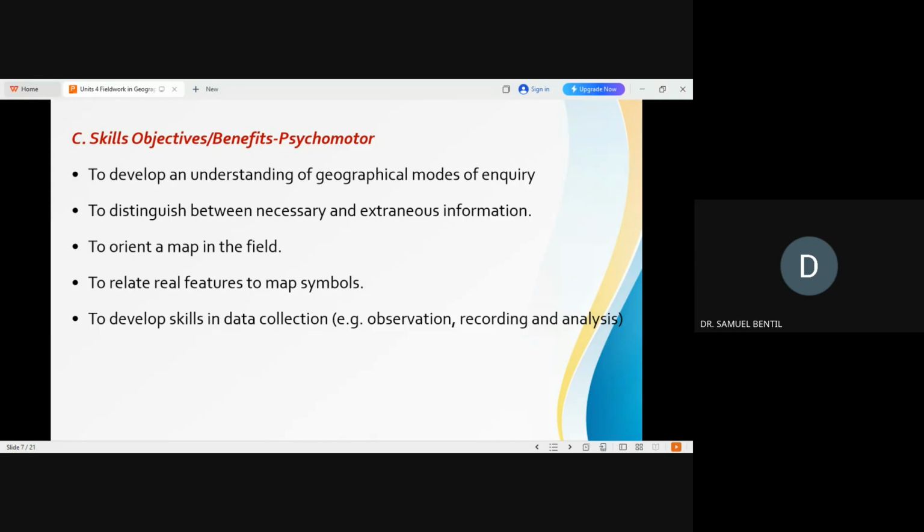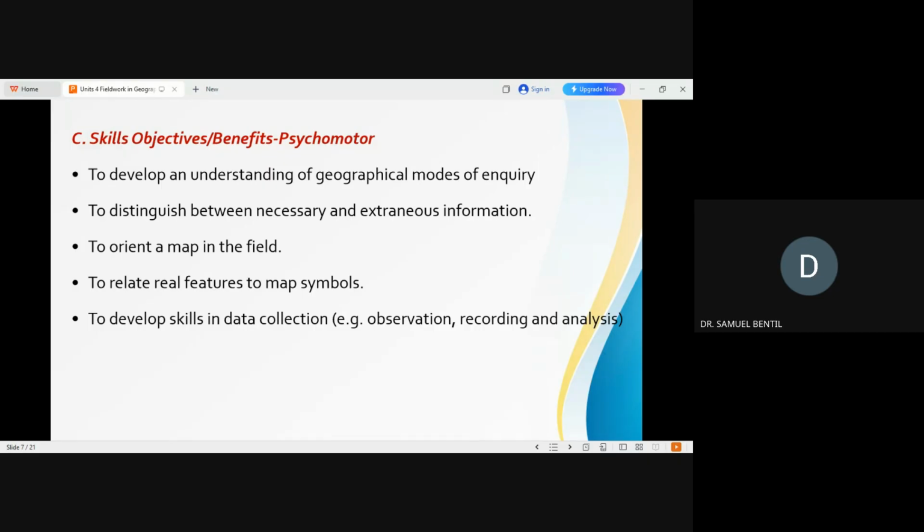Okay. Then let's look at the psychomotor benefit of fieldwork. We are saying that fieldwork helps to develop an understanding of geographical modes of inquiry, where we know that the mode of inquiry, when we're doing the nature of geography, remember we talked about methods of geographic inquiry, either the use of system approach, model approach, quantitative, scientific, qualitative, and all those approaches.